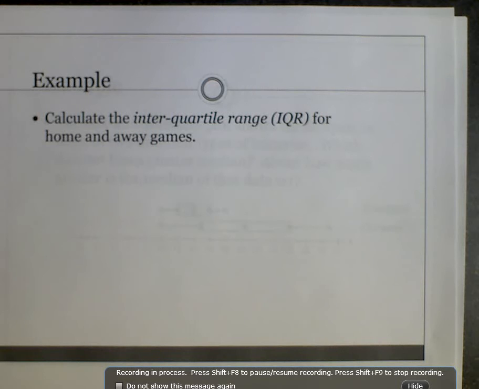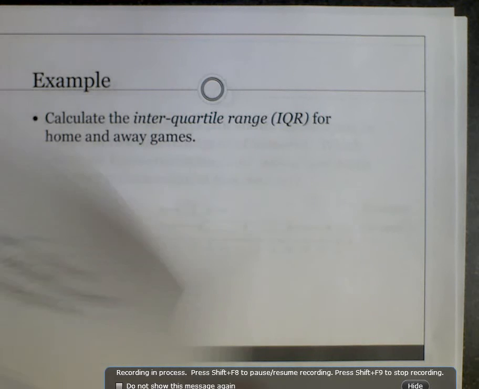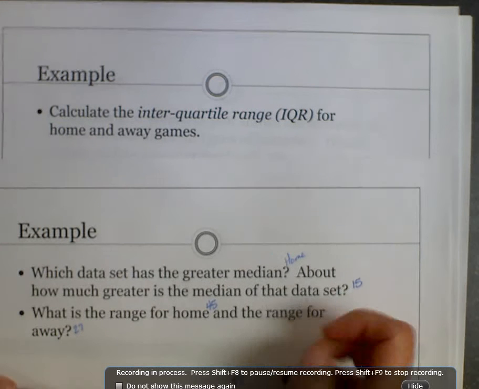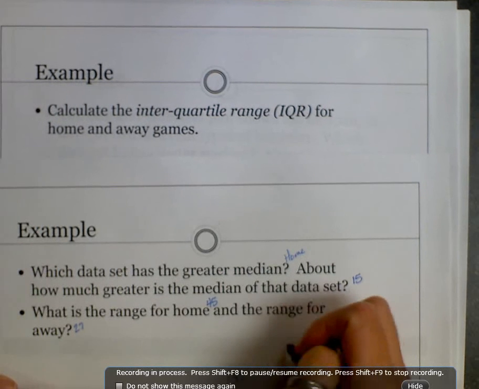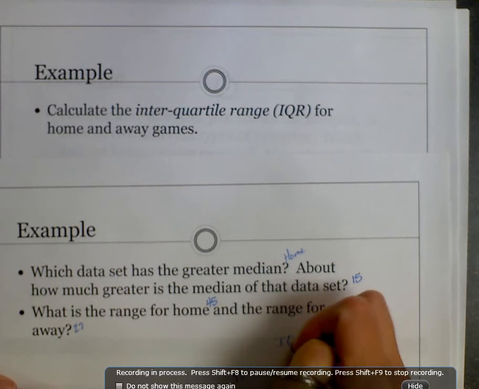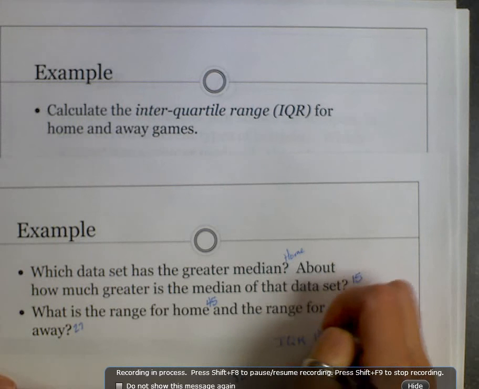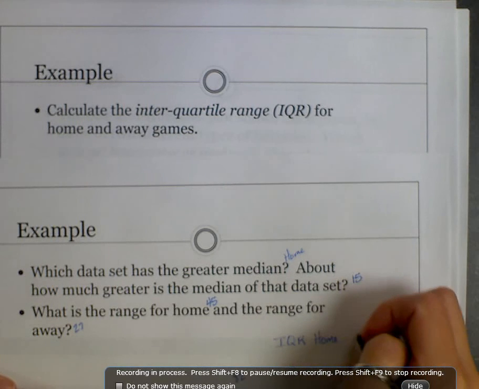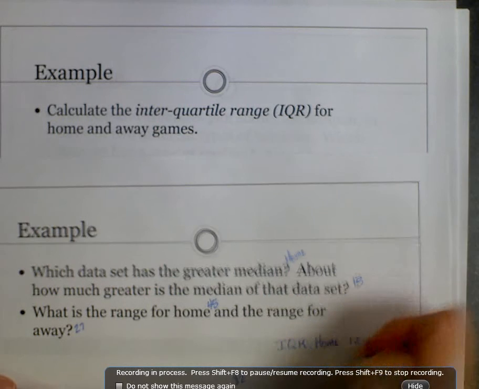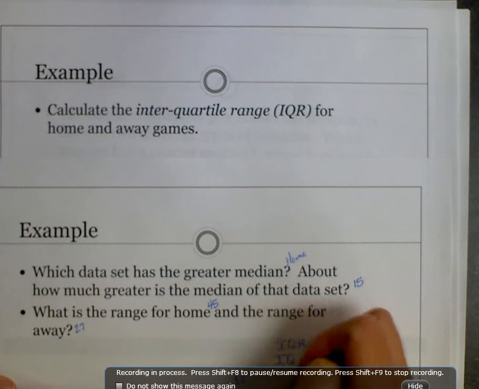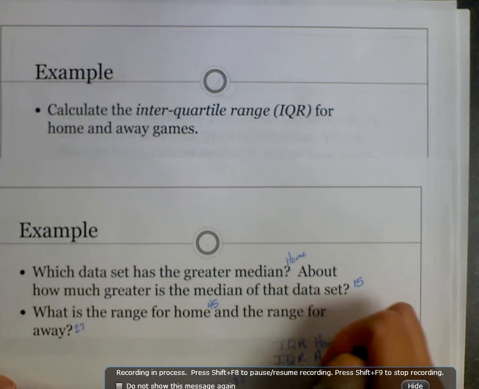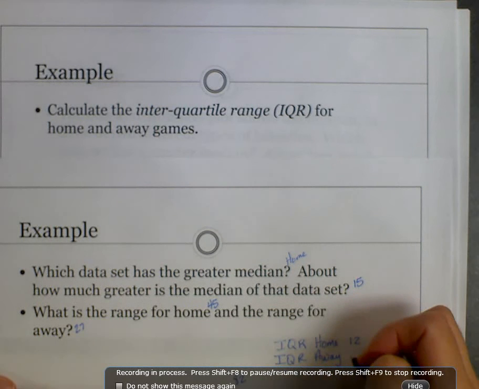Calculate the interquartile range for the home and away games. So going back to this, the interquartile range, remember, is just your quartiles. So my IQR for home is 90 minus 78, which is 12. And my IQR for away is 71 minus 59, which also happens to be 12.